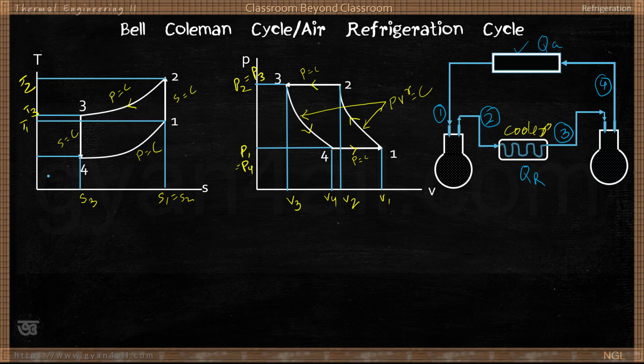Now come to the process 3-4. 3-4 is S3 equal to S4. And during this process temperature decreases from T3 to T4. Again 4 to 1, entropy increases and it absorbs the heat at low temperature, and that is why the temperature increases from T4 to T1 again. Okay, these are the processes in the Bell-Coleman or air refrigeration cycle. So I think you can explain the processes 1-2, 2-3, 3-4 like this. Okay.